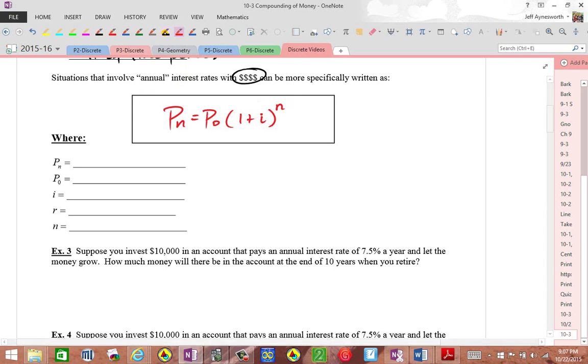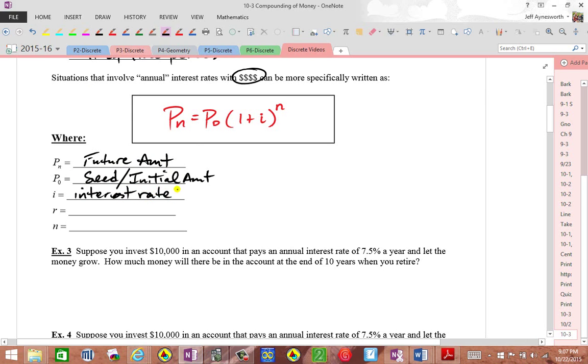P sub n is, again, the future amount. P sub 0 is still the seed, or the initial amount. i stands for the interest rate. I for interest rate, that kind of makes sense. It's the interest rate as a decimal. That's important, so make sure you write that down. If you substitute in the percentage as a straight percentage, you're not going to get the right answer, so make sure you convert it to a decimal.